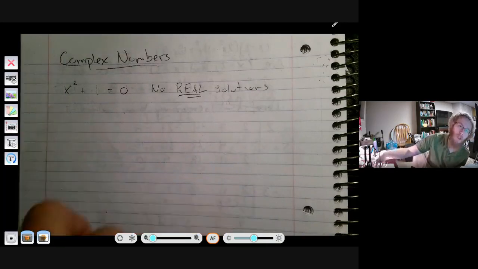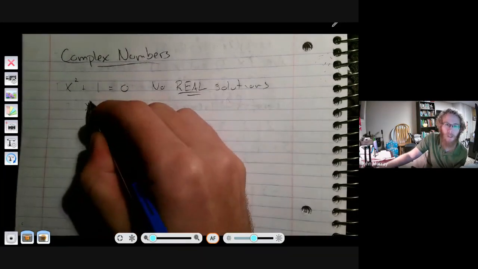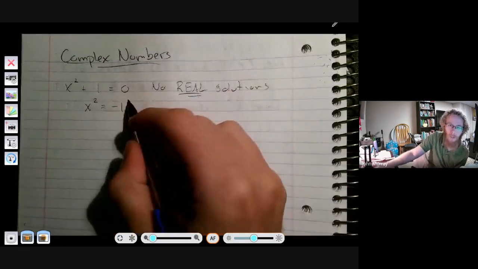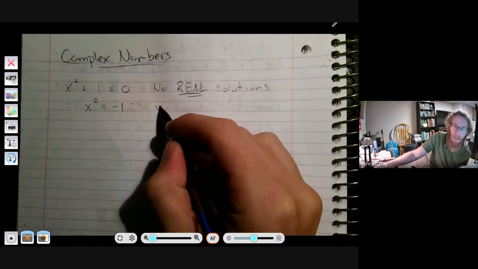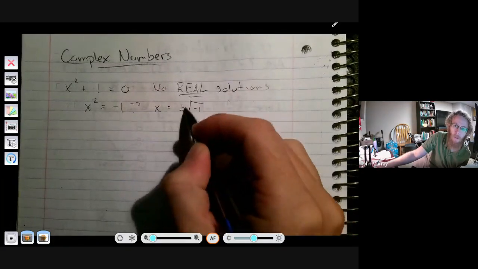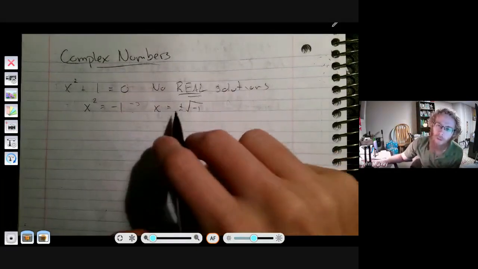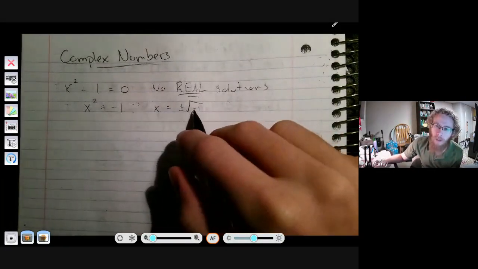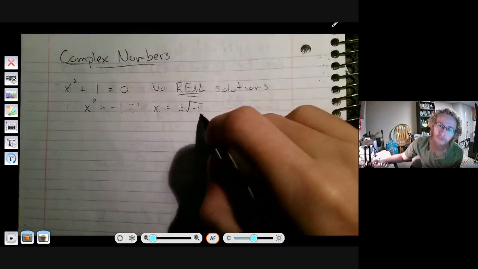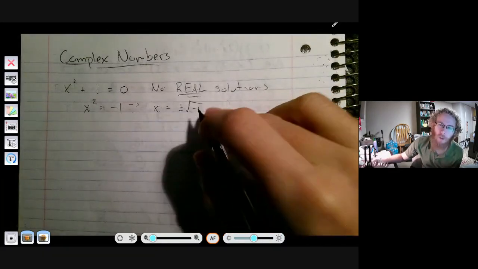So when we go solve this algebraically, we would subtract 1 from both sides. We would take the square root. Now, don't forget, anytime algebraically we take the square root, we have to put a plus or minus. So we end up with x equals plus or minus the square root of -1. Now, this poses a big problem. There is no way you can have a negative under a square root, right?